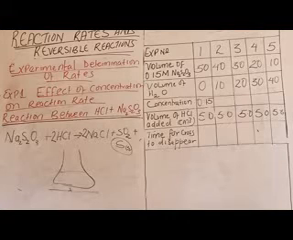Now the second experiment, consisting of 40 cubic centimeters of sodium thiosulfate and 10 cubic centimeters of water. Then let's see how long the cross will take to disappear.